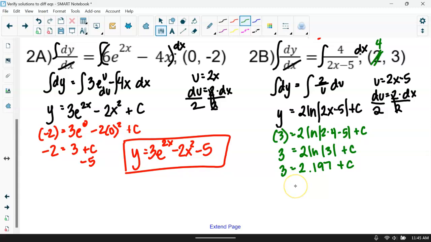So now when you subtract, you end up with c, which is 0.803. So here y is equal to 2 times the natural log of 2x minus 5 plus 0.803.